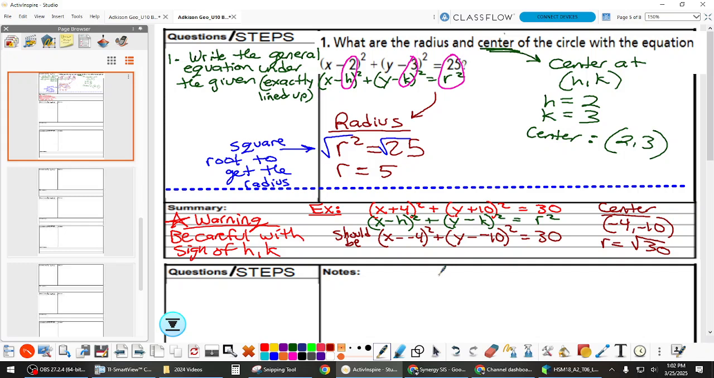Why is it square root? Why don't we just divide by 2? We're trying to undo the square. To undo squared, we have to square root, not divide by 2. Okay? I guess we could summarize this by saying this: opposite of what you see.